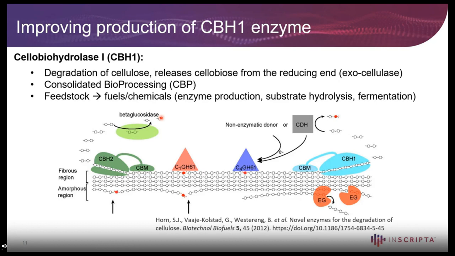And in a CBP process, the idea is that you have a single strain that produces the enzymes that are necessary for the degradation of some sort of input feedstock. Very often it's some sort of lignocellulosic waste plant material. The enzymes degrade that feedstock, converting it ultimately to a sugar, which is then utilized by that same strain in order to produce some sort of fuel or chemical. So essentially all of these, enzyme production, substrate hydrolysis, and fermentation, are consolidated in one single reaction. So that's one reason why we wanted to improve expression of the CBH1 enzyme.